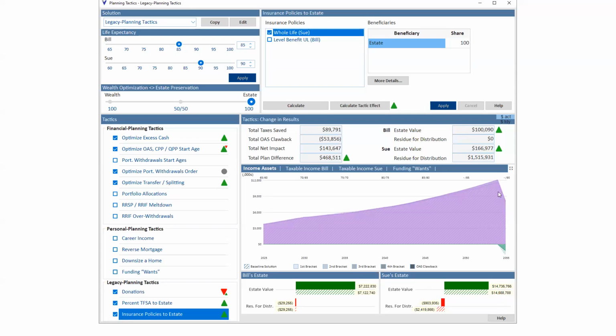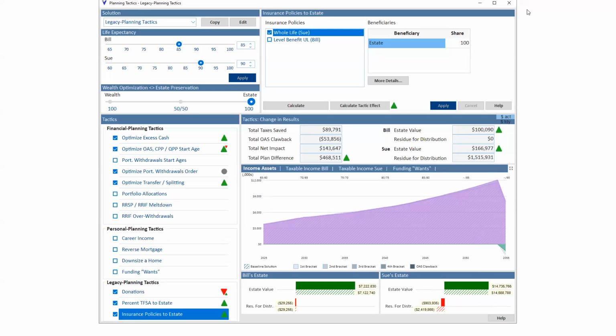But more importantly, what you'll see is that the residue for distribution has improved by 1.5 million. When we started off, it was negative by $1.9 million, and now it's negative just by the 903. So what we want to do then is go back and have a look at the estate output so we can see the obvious benefit.